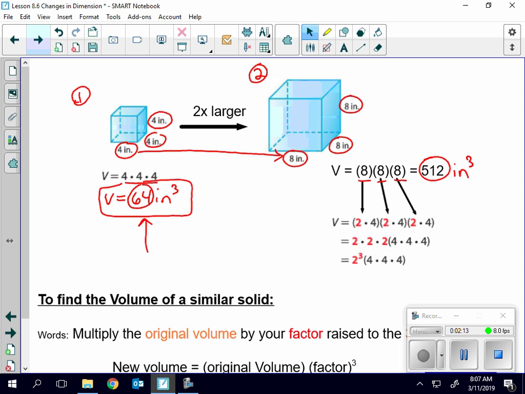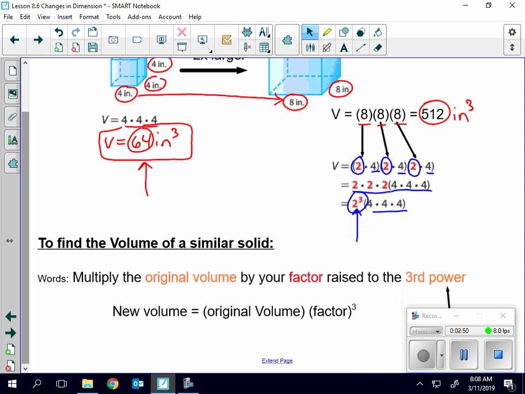is multiplying each dimension by 2, and since volume is 3-dimensional, that gives me 1, 2, 3 2's that I'm multiplying by. Here's my original volume, 4 times 4 times 4, and then they broke it down right here, 4 times 4 times 4, times 2 times 2 times 2. Well, that's just 2 to the 3rd power times our original volume. So when you have something 3-dimensional like volume and you're changing it by a scale factor, you're multiplying by that scale factor to the 3rd power, 3 dimensions.